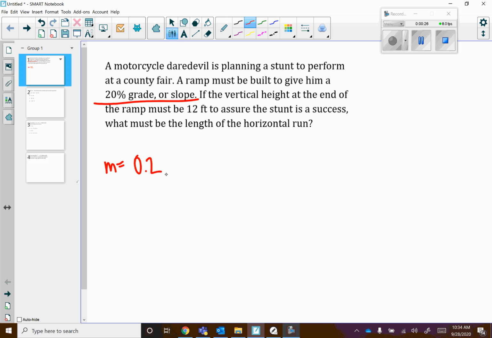If the vertical height at the end of the ramp must be 12 feet to assure the stunt is a success, what must be the length of the horizontal run? So I'm drawing a ramp, not a very good one, but you get it. Vertical height we know is 12 feet. We are looking for the horizontal run, x.